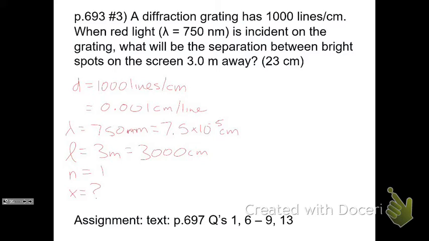Again, this is a double slit calculation and no angle is given, so we will use lambda is equal to d x over n times L. We need to isolate for x, so we will multiply both sides by n times L and divide by d.